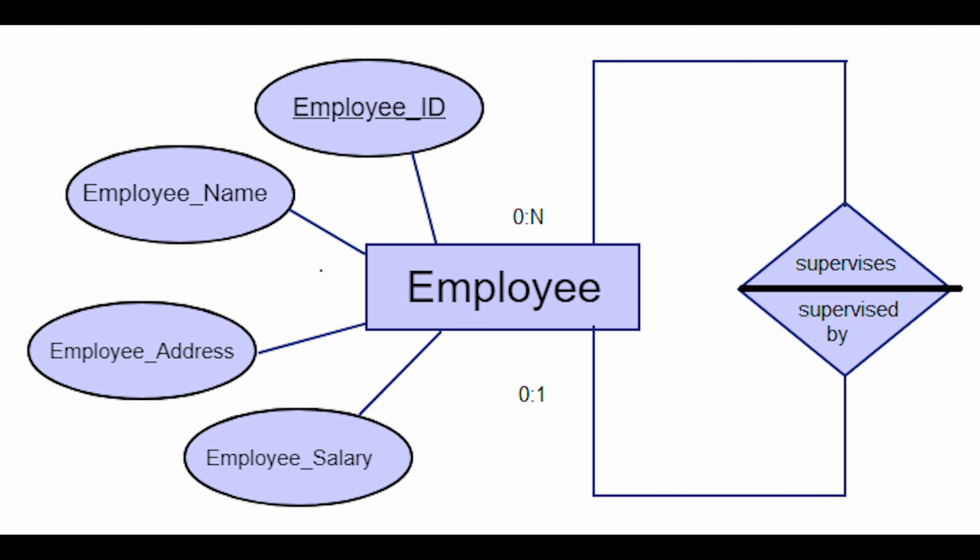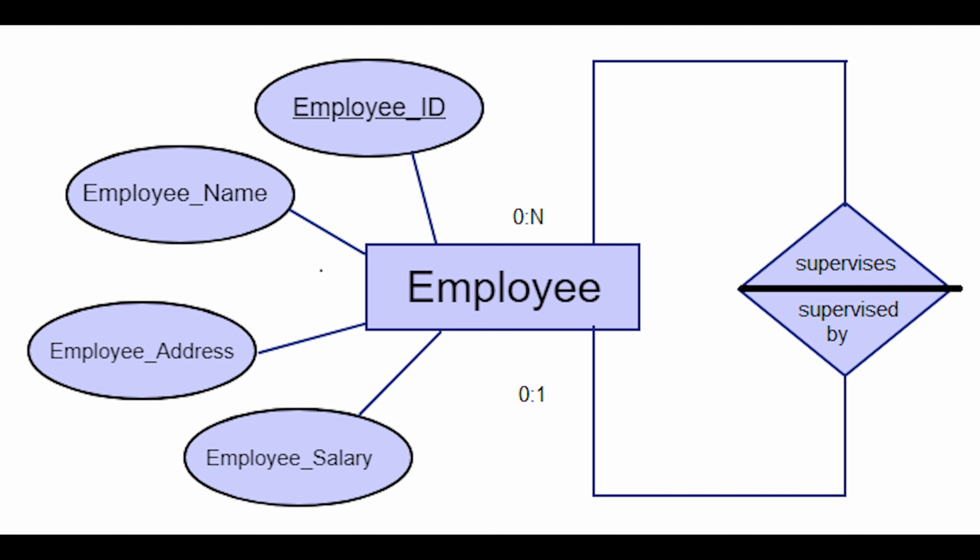Here's a unary relationship. We got the entity type employee with the attribute types employee ID that is underlined, which means it's a unique attribute. And then we have employee name, employee address, and employee salary. Employee address is a composite attribute and it can be broken down. Same thing applies to employee name. It can be broken down into first name, middle name, last name, and so on.